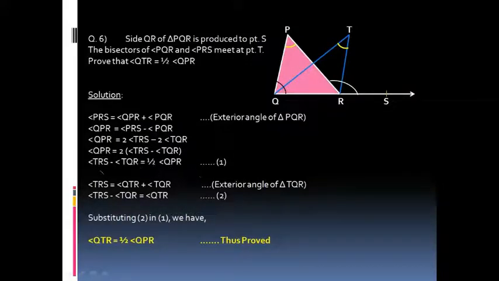Now if you observe, in this equation we have TRS minus TQR. In this equation we have again TRS minus TQR is equal to angle QTR. So what we are now doing is substituting equation 2 in equation 1. That means instead of TRS minus TQR, we are going to substitute angle QTR. So substituting 2 in 1, we have angle QTR is equal to half of angle QPR. Thus, we have proved this statement.